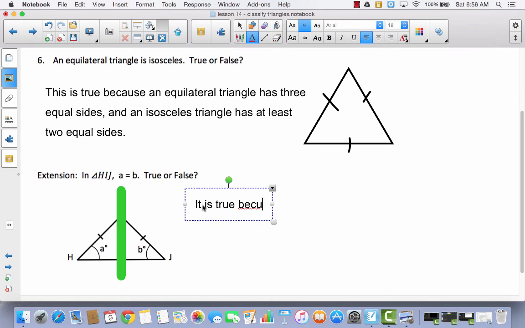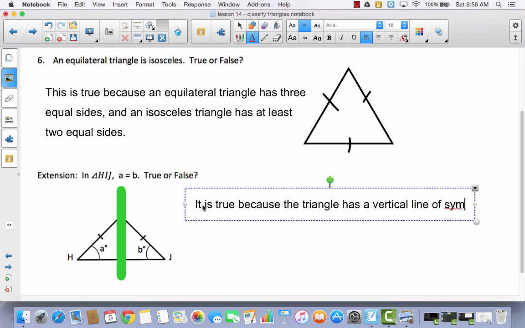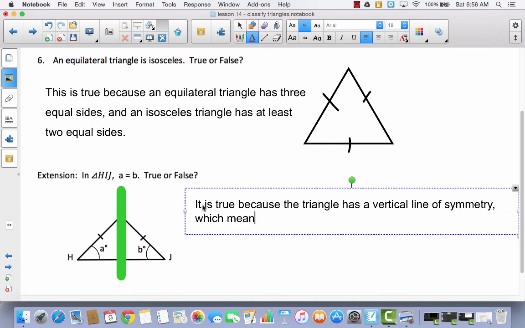because the triangle has a vertical line of symmetry, which means angle A and angle B are equal. Okay, so today we really try to deepen our understanding about triangles. It's a lot to remember, so when you get ready to do your practice or you get ready to do your exit slip, you can always come back and look at your problem set to help you remember any of the information that you have forgotten.